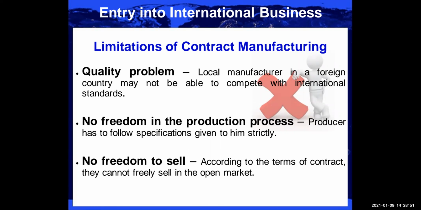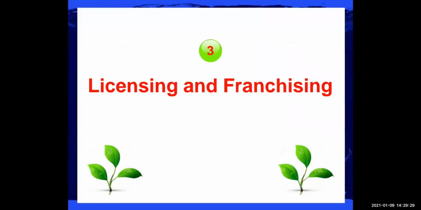Now, talking about the disadvantages or limitations of contract manufacturing. The local manufacturer in a foreign country may not be able to compete with international standards. So there is a problem of maintaining quality and meeting the standards of the other country. There is no freedom in the production process because the producer has to follow the specifications given strictly, and there is no freedom to sell. According to the terms of the contract, they cannot freely sell in the open market.